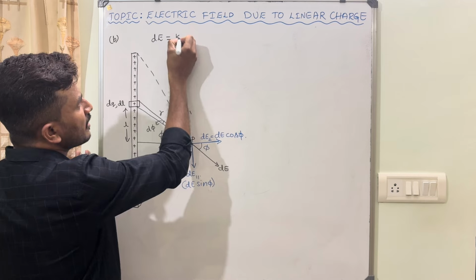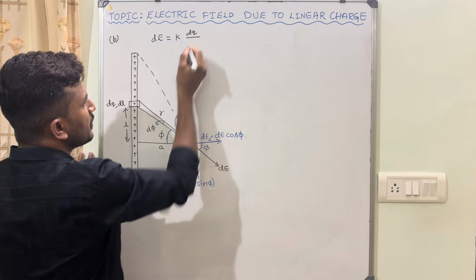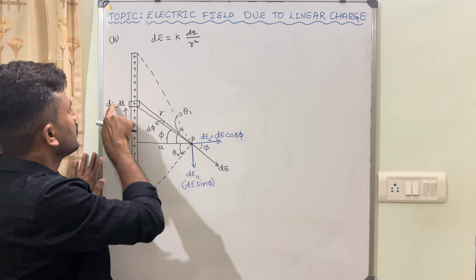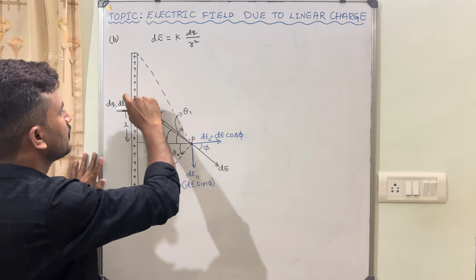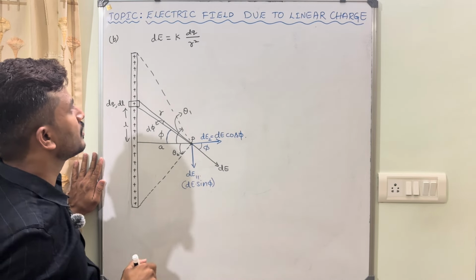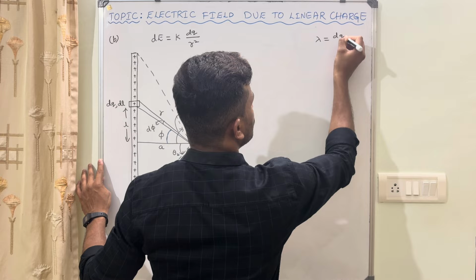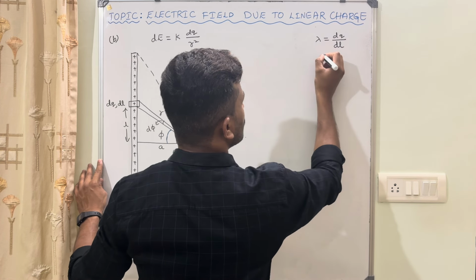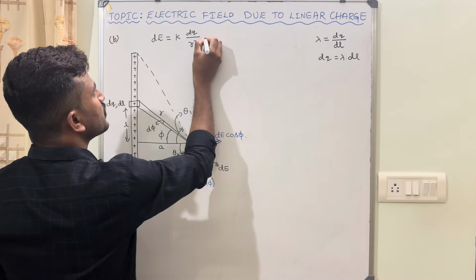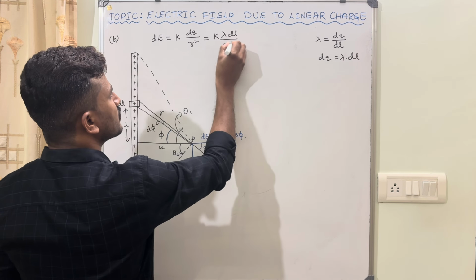Electric field is given by K, that is 1 by 4 pi epsilon naught, Q, that is dQ, divided by R square. Here K is constant, but dQ is a variable. Charge can be varied, R can be varied. Two variables are there, so I will convert this into one variable by using lambda is equal to dQ by dL. What is dQ? Lambda into dL. So I'll substitute here K lambda into dL divided by R square.